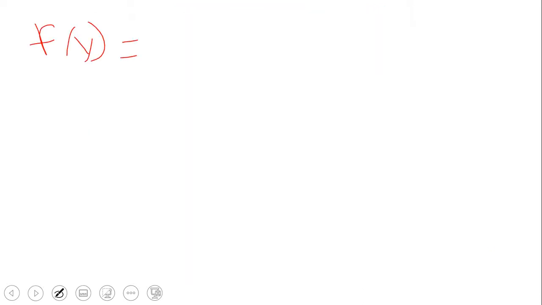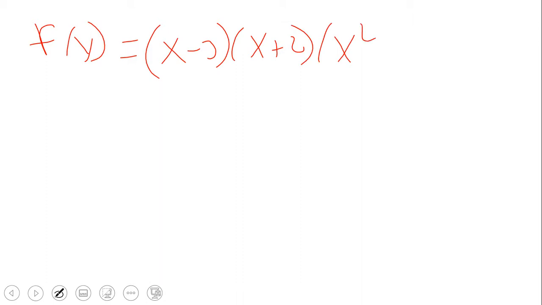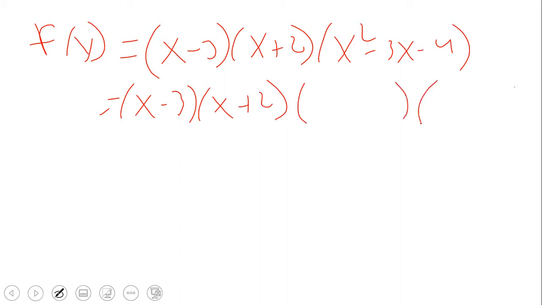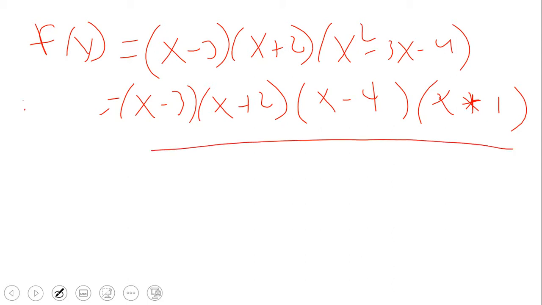So by factoring completely, again, remember, the first factors were given to me, x minus 3 and x plus 2. And I now have x squared minus 3x minus 4. Luckily for me, that does factor. So x minus 3, x plus 2, x and x. Factors of -4 that add up to be -3, that's going to be x minus 4 and x plus 1. So when the problem says factor completely, this is what they're looking for.